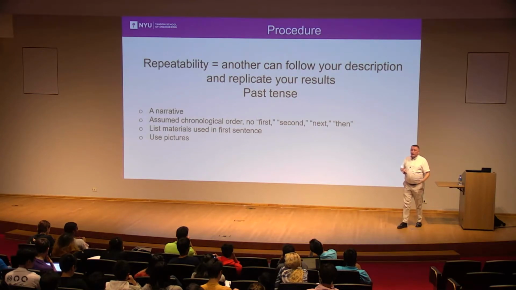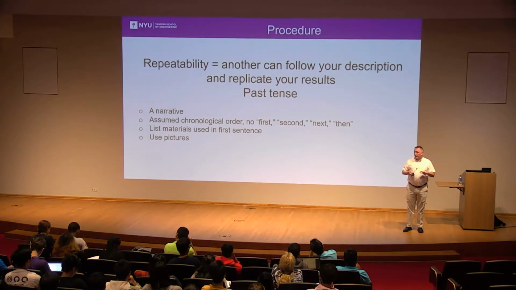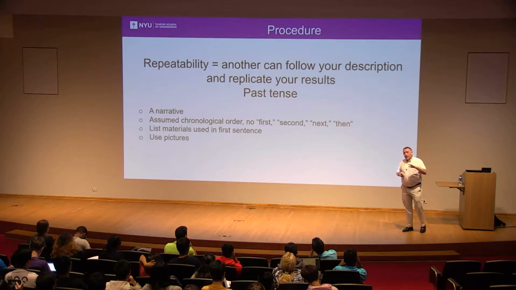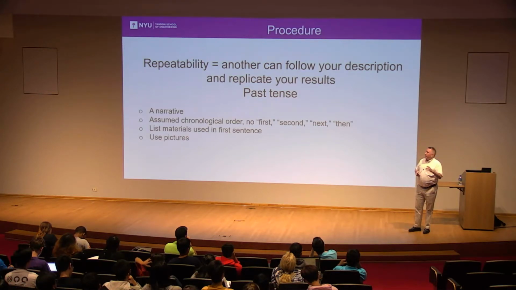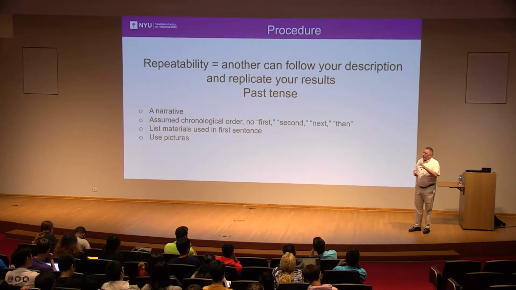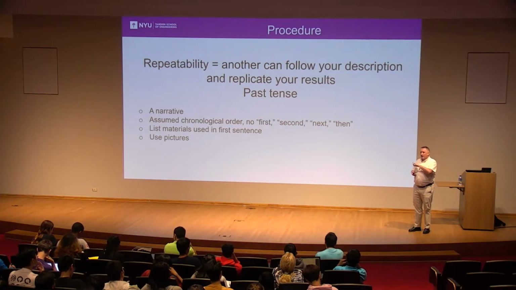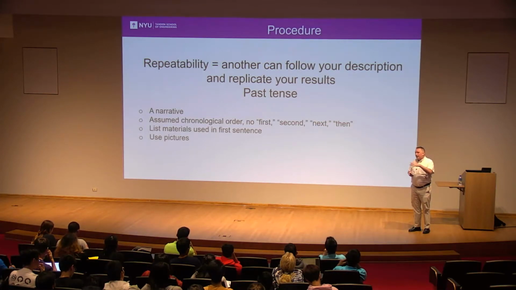Your procedure section, the essence of the section is repeatability. I should be able to follow your description and replicate your results. It's got to be that complete. You can save yourself some time writing by including pictures in this section. So let's say for the boom competition lab, if one member of your team was tasked with taking pictures of the boom as you were building it, you share those pictures with the team, and those pictures of the boom being built can go into the procedure section. You make reference to them in your text, so you can write a little bit less.